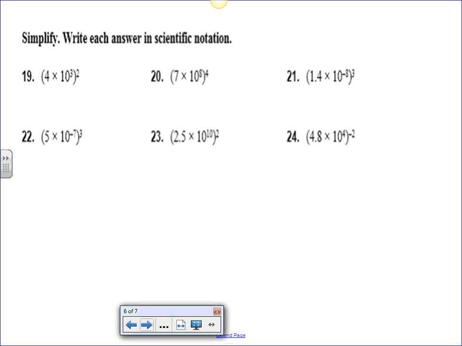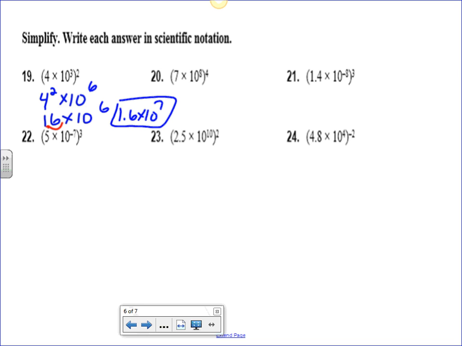Okay, a few more. Now, if I try to apply this to scientific notation, it applies directly. So, for instance, if I have the quantity 4 times 10 to the 3rd, to the 2nd power, that really means I'm taking 4 squared and then 10 to the 3rd squared, which would be 10 to the 6th. So this is really 16 times 10 to the 6th. And then if you remember, I need to move that decimal over. So that becomes 1.6 times 10 to the 7th power.